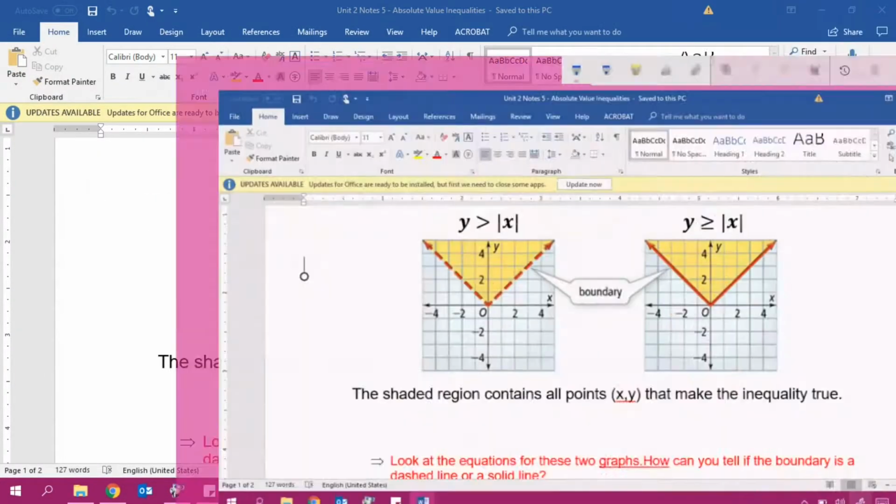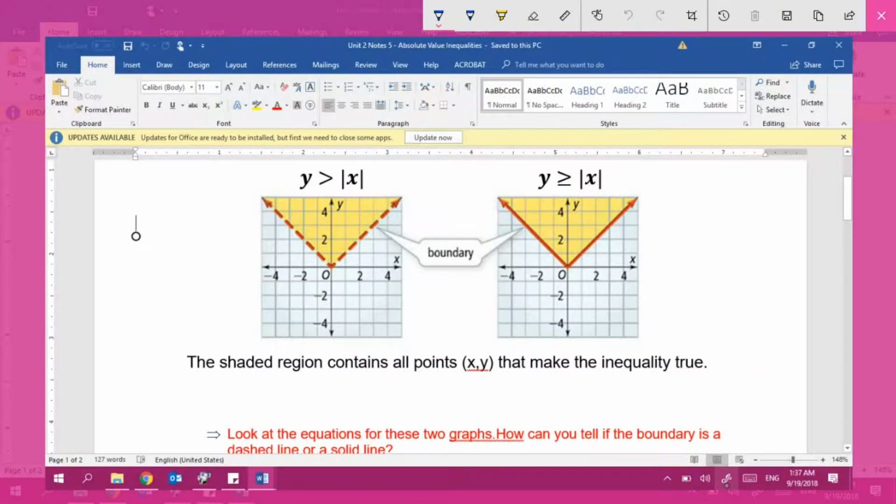All right, now the shaded region is important because it contains all the points (x, y) that make the inequality true. What does that even mean? Well, watch this. If I pick a point from the shaded region, that's the yellow region here, let's pick this point right here. What is this point? This point is going to be (1, 3). All right, my x is the 1 and my 3 is the y.